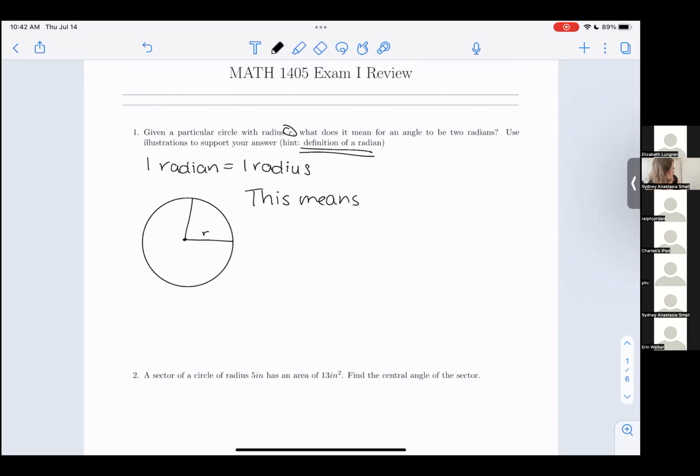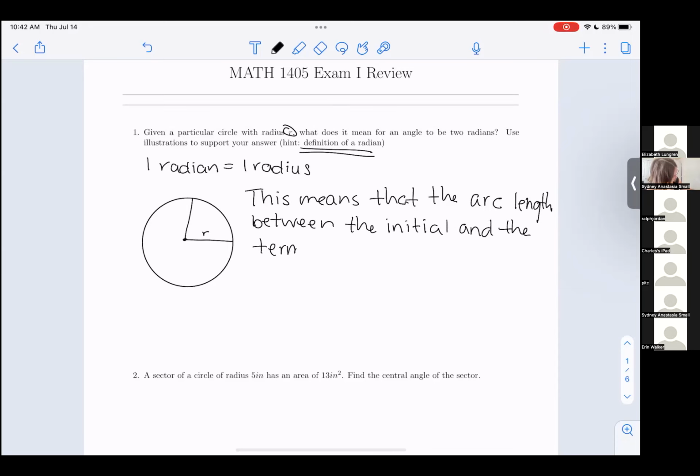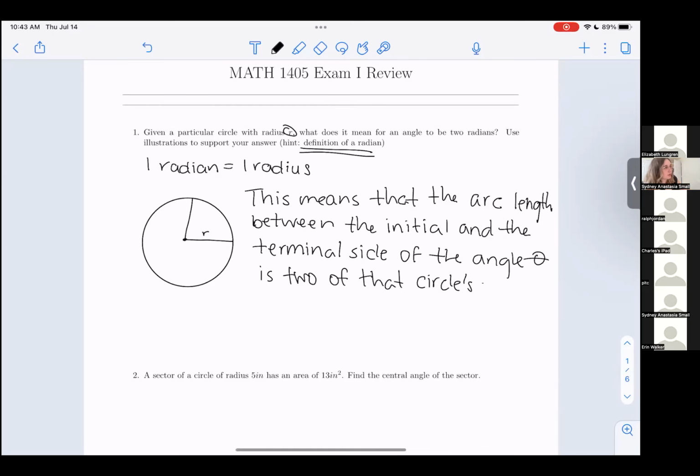So just to write that out, this means that the arc length on that particular circle, of course, between the initial side and the terminal side of the angle, I will call it theta and label that in a second, is just 2 of that circle's radii, i.e. the arc length is 2r.